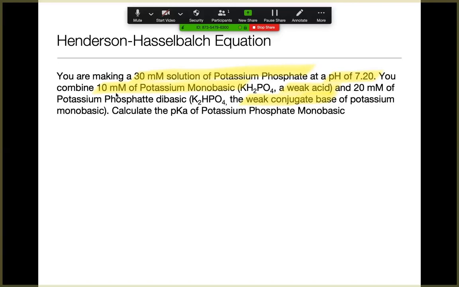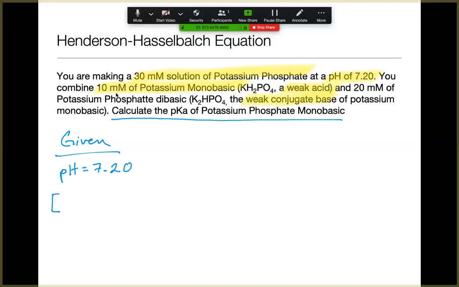That was a lot, but again, work through this slowly. It's not that bad if you can get through the terminology. It's asking, from this information, calculate the pKa of potassium phosphate monobasic, or effectively the pKa of the weak acid. So what am I given? I know I have a pH equal to 7.20. The concentration of my weak acid is 10 millimolar, which I got from up here. The concentration of my weak base is 20 millimolar.